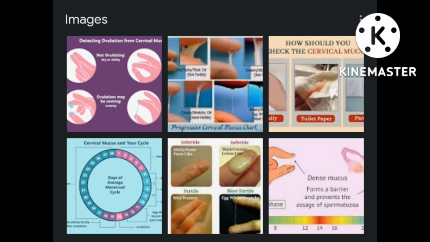How to use it? To use the method, record your cervical secretion for several cycles, starting the day after your menstrual bleeding stops. Observe and record your cervical secretion on a daily chart, either on paper or with an app designed to track fertility signs.